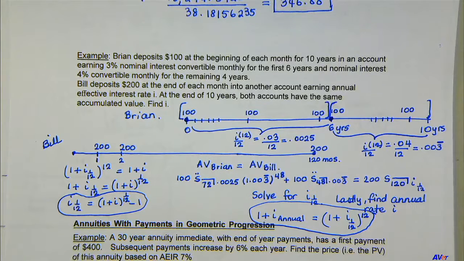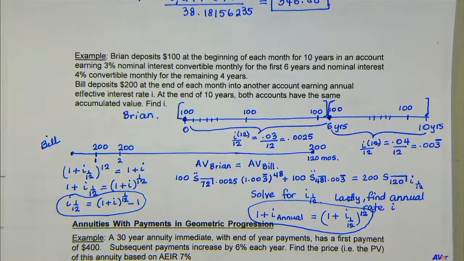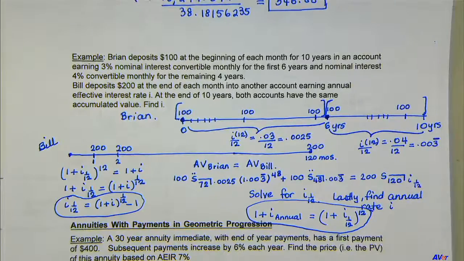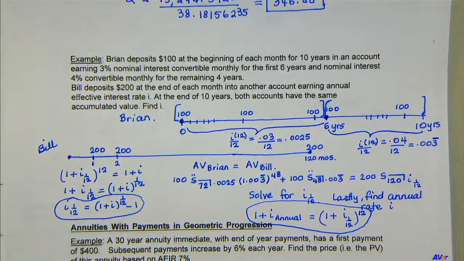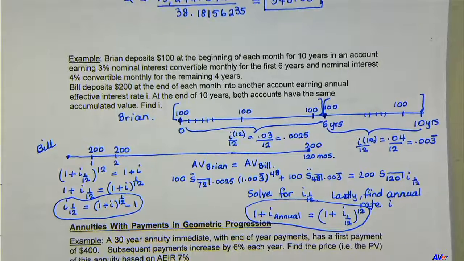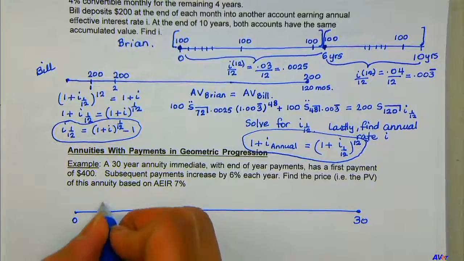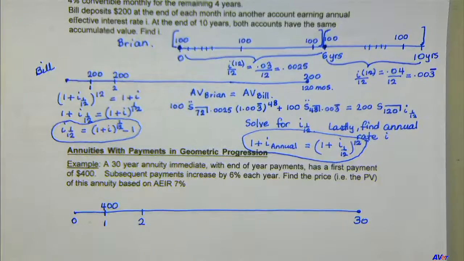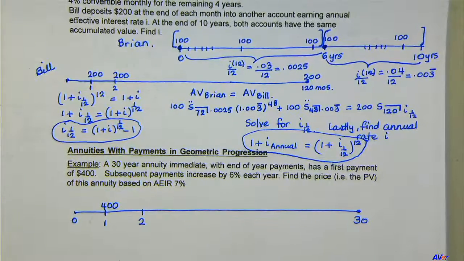Annuities with payments in geometric progression. A 30-year annuity immediate. So let me do that. A 30-year annuity immediate means the first payment will be later. A 30-year annuity immediate with end-of-year payments. So this is 1, this is 2 years. It has a first payment of 400. Subsequent payments increase by 6% each year.